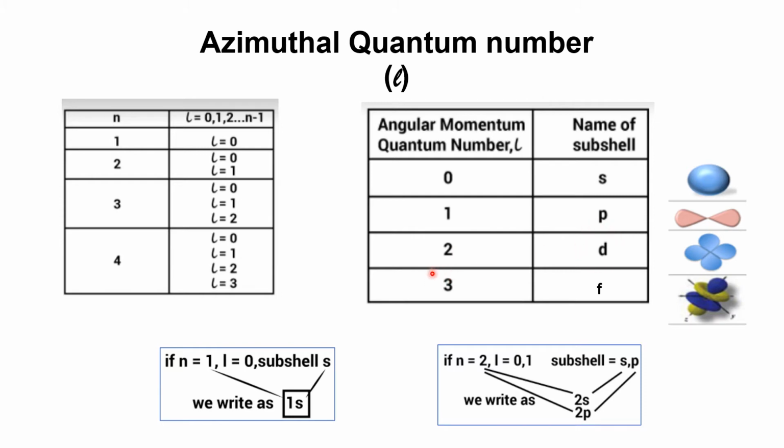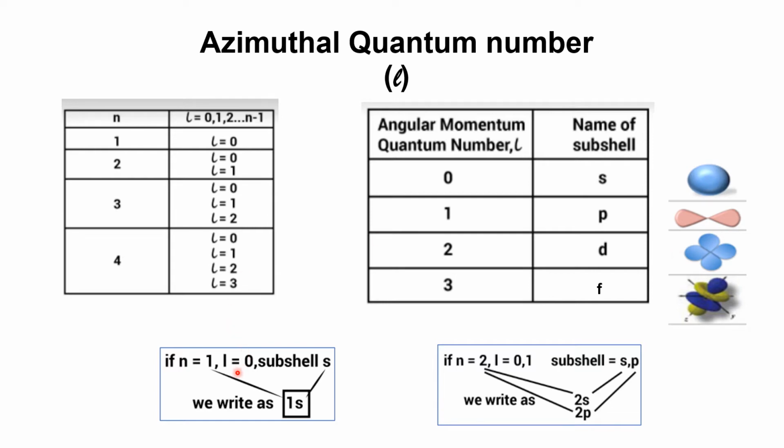And if the l value is 3, then the name of the subshell is F. And how do these subshells look? For S, it is a spherical shape. If P, it is a dumbbell shape. If it is D, then it is a double dumbbell. You can see that there are 2 dumbbells here. So these are the shapes of the subshells. And if it is F, it is a pretty complicated one. So we will be dealing with only these 3 first, the shapes of these 3.